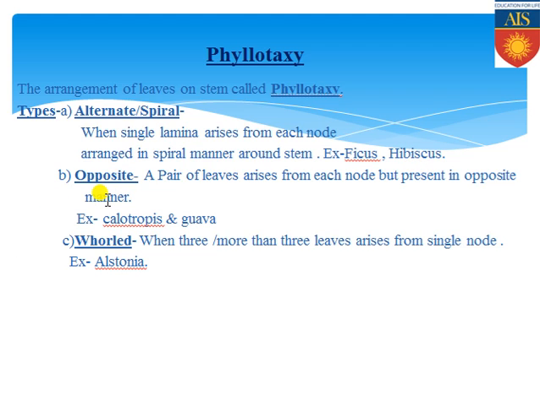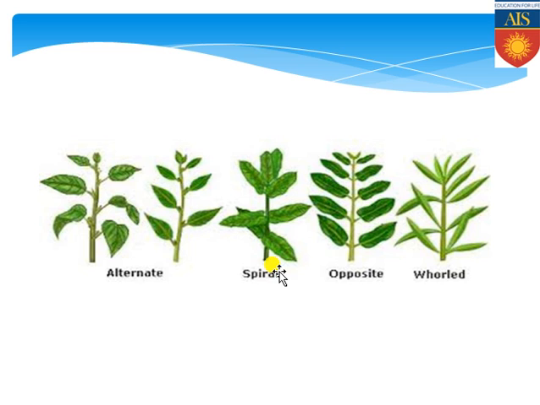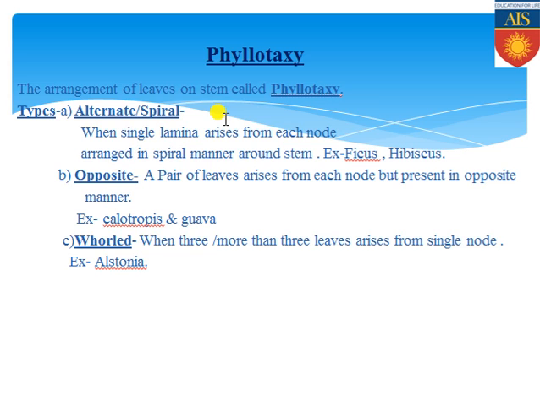If you come to the opposite phyllotaxy, you can understand a pair of leaves arises from each node but is present in an opposite manner. So two leaves at a time will be arising from each and every node, and they will be present in an opposite manner. That means they are creating a 180-degree angle between themselves. So you can understand this one, this is opposite. The leaves are arising from a single node, but see carefully, the angle between the leaves is 180 degrees. So obviously this will be considered an opposite type of phyllotaxy. Example, calotropis, guava, for them this kind of leaf arrangement can be found.